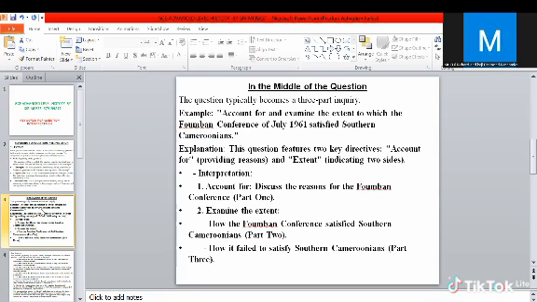Part 1 will center on reasons for the Fumban Conference. Part 2 will center on how the Fumban Constitutional Conference of July 1961 satisfied Southern Cameroonians. And Part 3 will center on how the Fumban Constitutional Conference of July 1961 failed to satisfy Southern Cameroonians. So this is how it is.